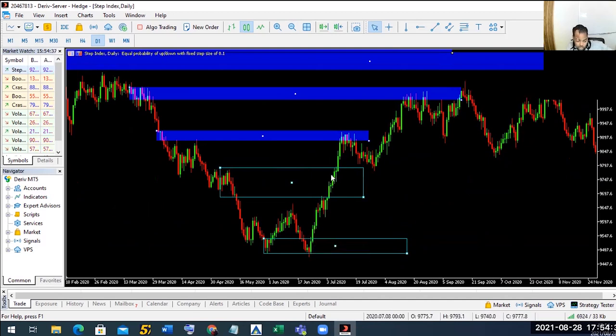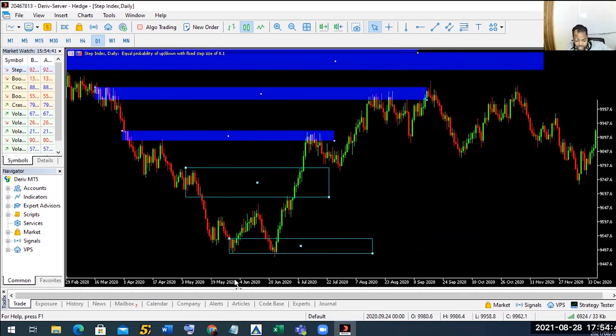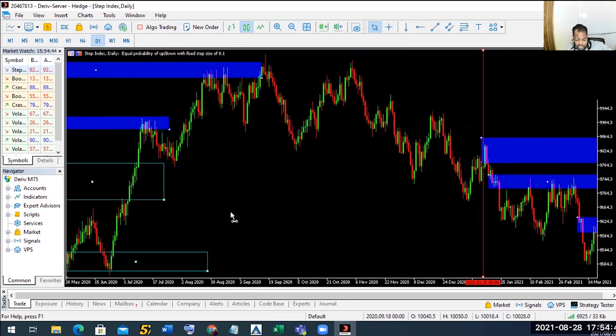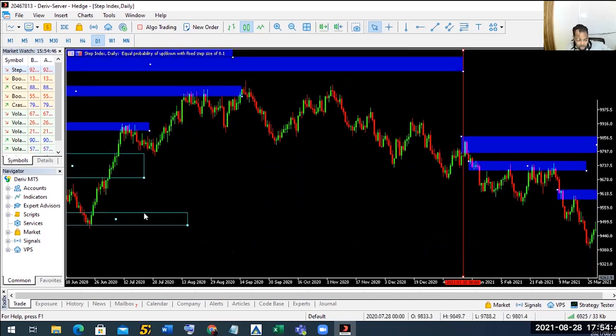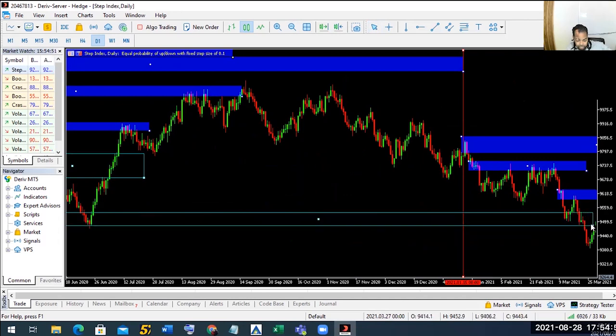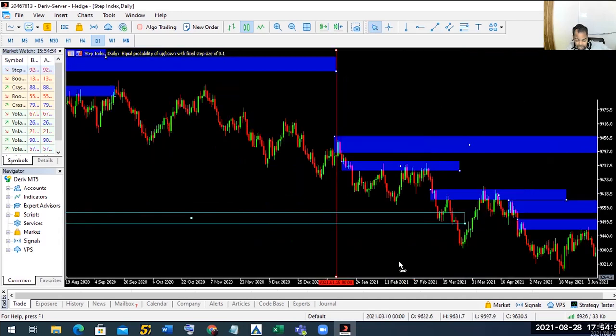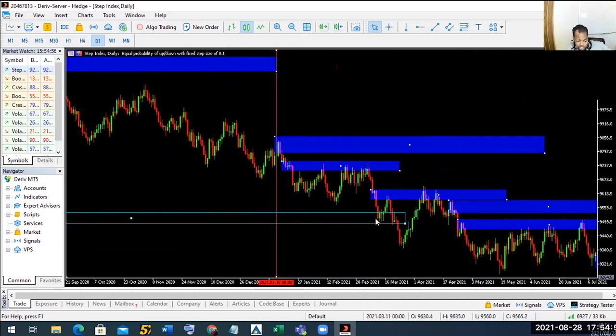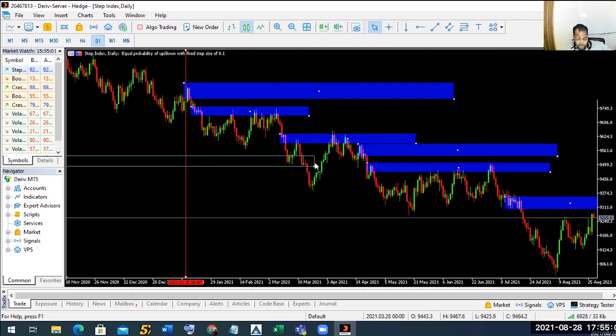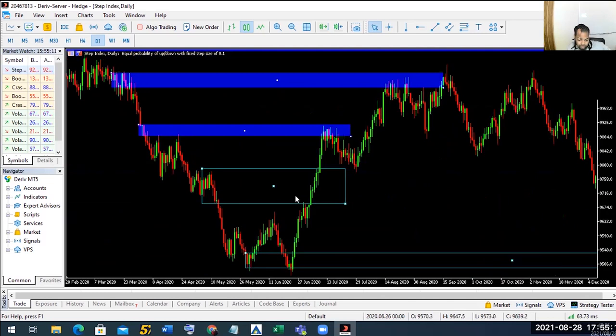In fact, this demand is so strong, it took out three supplies before giving out, right? And if we extend it across to the next year, we get that. Look at that. See, price lands into that same demand for a retouch, and then price continues up. And I think that's all we can really rely on, right? But broken demand turns supply.